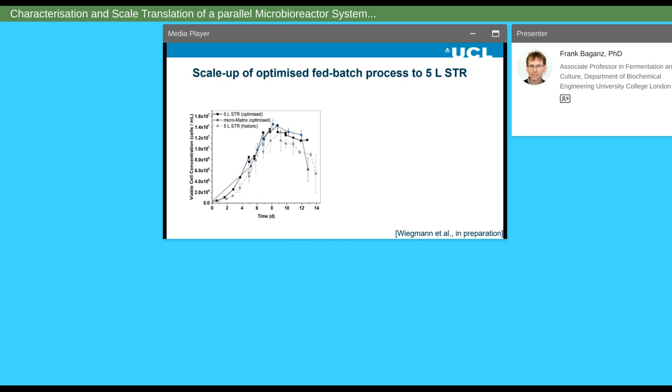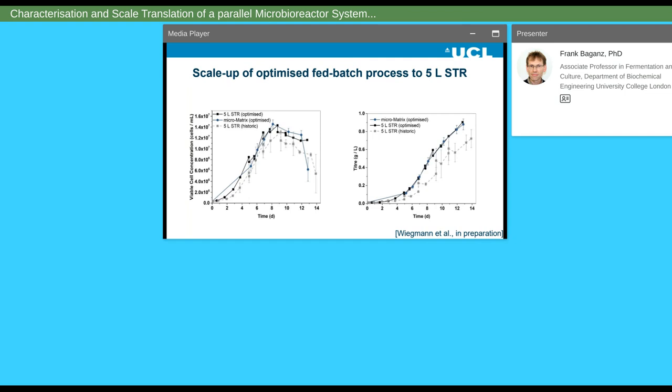The predicted optimal bolus feeding regime was repeated in the micromatrix for validation and then scaled up to the benchtop bioreactor. A comparison to the original fed batch protocol, shown as historic in gray, was made to assess the success of the optimization. The results show minimal differences of the growth kinetics between the scales for the optimized feeding regime. In comparison to the original feeding strategy, a moderate increase of the maximum viable cell concentration and a prolonged stationary phase were observed.